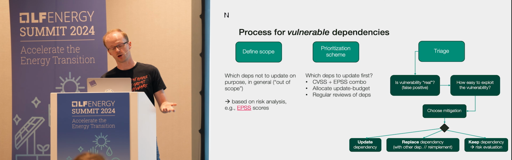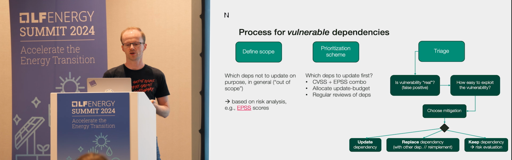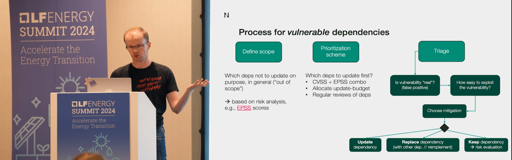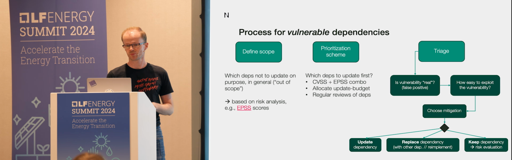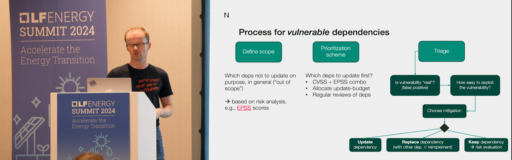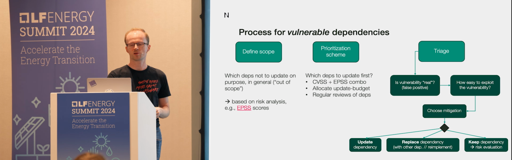Now you still need to prioritize. Same again, you can use the CVSS and EPSS scores in combination, maybe a weighted average or something to sort the findings that you have. And then also you need to allocate budget, of course, to update them, to fix them, and to regularly look at these lists. And now so far it was similar, right, to the outdated dependencies. But now the difference is with triage.